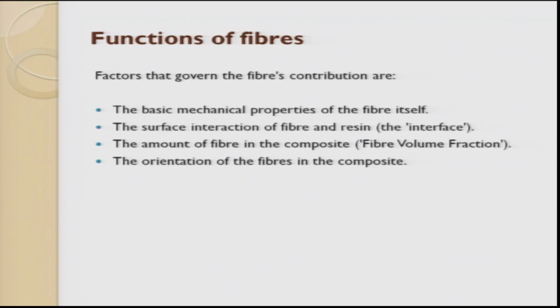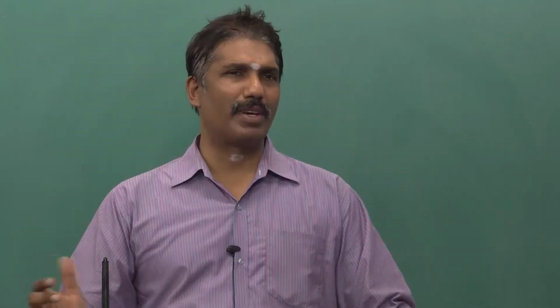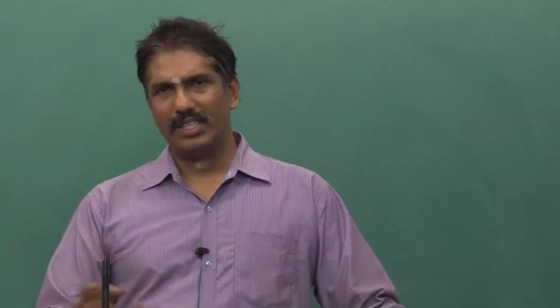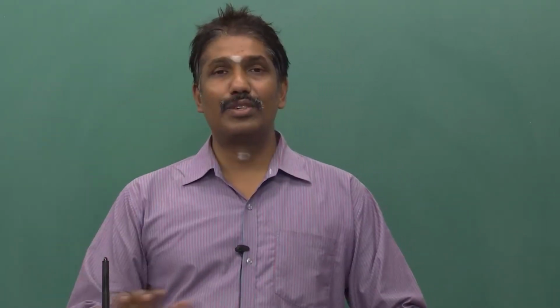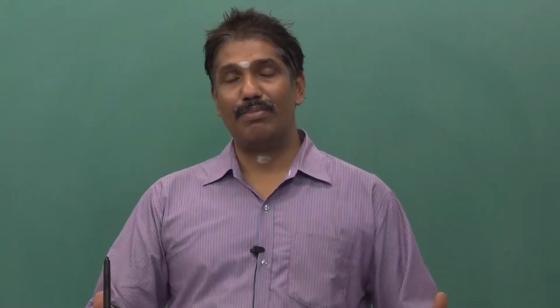The factors which govern the fiber's contribution are: one, the basic mechanical properties of the fiber itself play a very important role in deciding the factor. Next is the surface interaction. Generally the fiber is a very thin diameter material and it is made out of ceramic. When you talk about glass, it is a ceramic material, and polymer is an organic material. So connecting these two is always a big challenge. That means to say the wettability of the polymer on top of the glass fiber is always a big challenge.